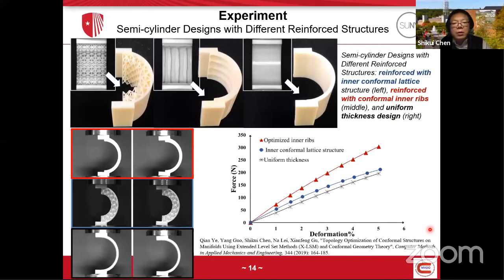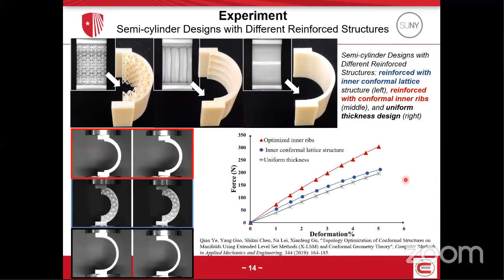We also did some experiments thanks to Oni and Professor Kurt Maut. So when I first presented this result at the topology optimization roundtable, Professor Sigma and Professor Maut gave me some good suggestions. So later we did some comparison between the conformal design structure, the conformal lattice structure, and the reference structure, which has a uniform thickness. Here we use a semi-cylindrical structure to make it simple. The Gaussian curvature is zero.